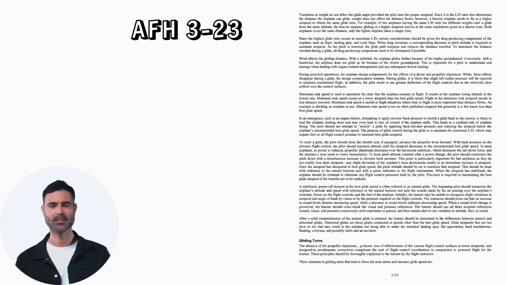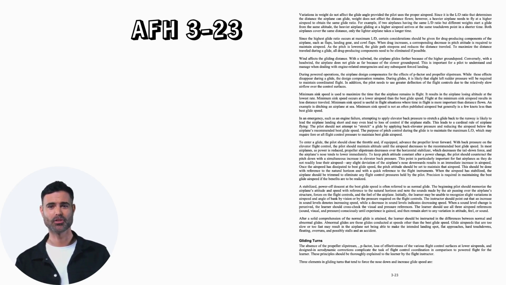Once the airspeed has dissipated to best glide speed, the pitch attitude should be set to maintain that airspeed. This should be done with reference to the natural horizon and with a quick reference to the flight instruments. When the airspeed has stabilized, the airplane should be trimmed to eliminate any flight control pressures held by the pilot. Precision is required in maintaining the best glide airspeed if the benefits are to be realized. A stabilized power-off descent at the best glide speed is often referred to as normal glide.